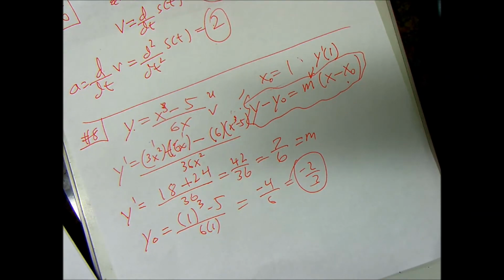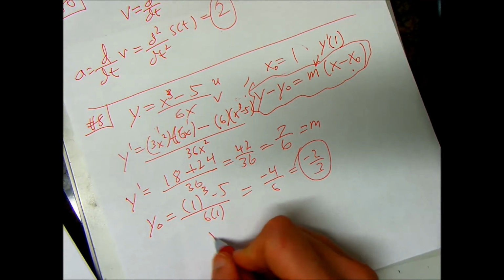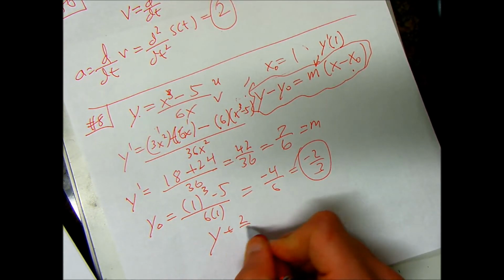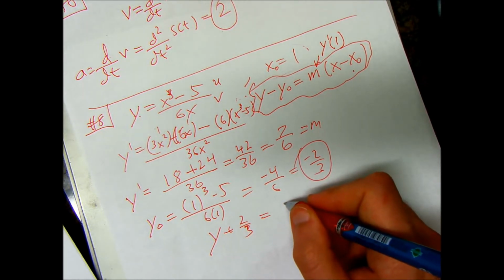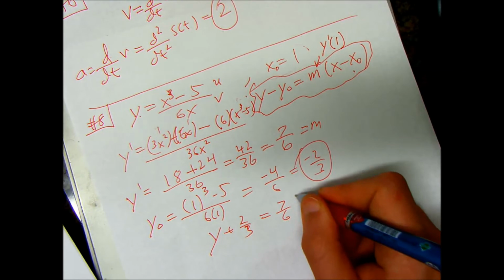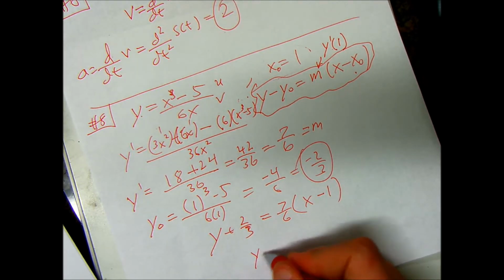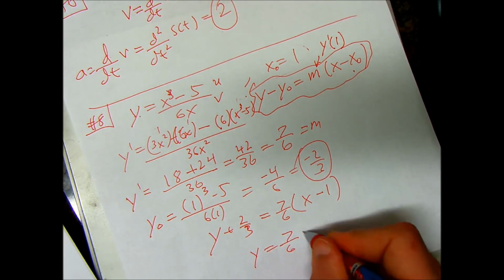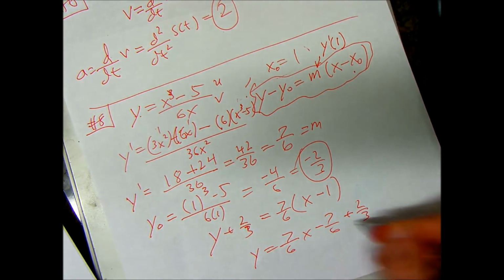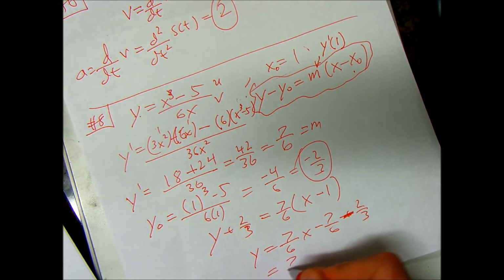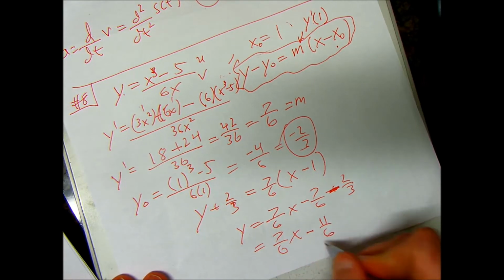There's my y0. So finally, we can say my line is going to look like this. y plus 2/3 is equal to m, 7 over 6, times x minus 1. Okay? Solve for y, we get y is equal to 7 over 6x minus 7 over 6 minus 2/3, which is 7 over 6x minus 11 over 6.